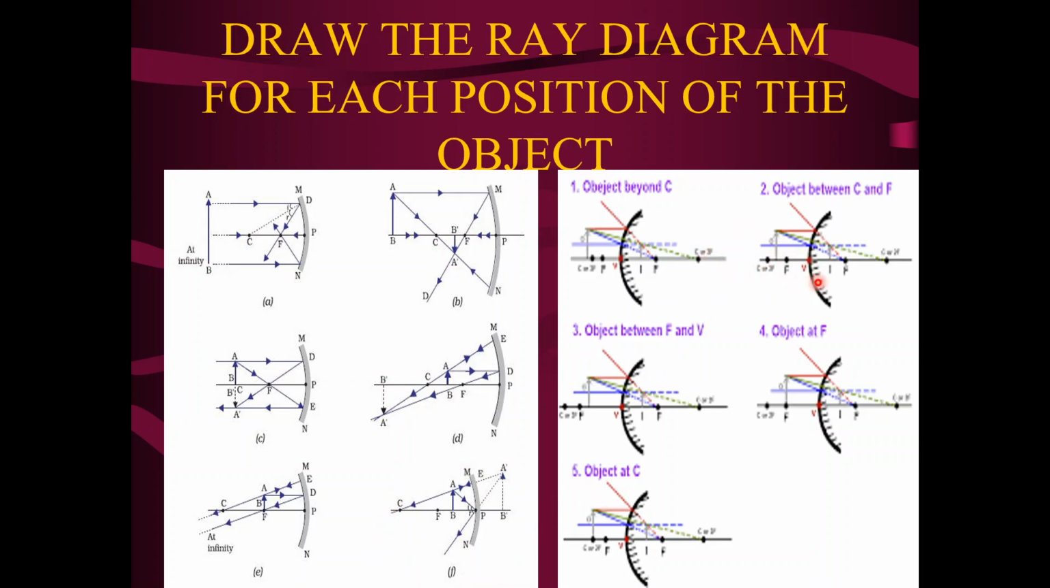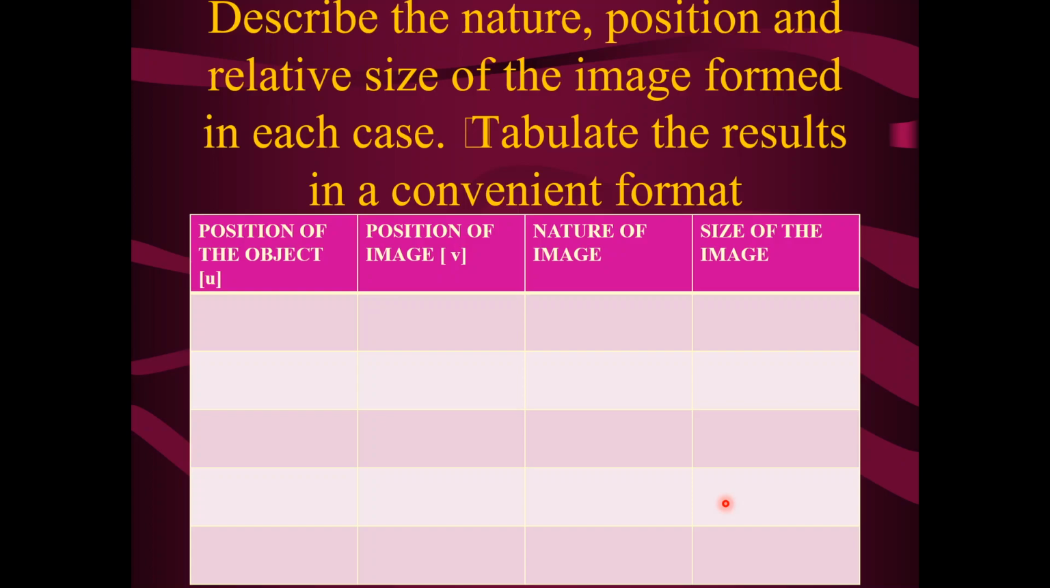In contrast, in case of the convex mirror, it always forms a virtual and erect image, that is behind the mirror. Always it is forming the image behind the mirror at all positions. Object at F, the image is formed here. Object between F and pole, the image is formed here. Object at C, the image is formed behind the mirror. So it always forms an image behind the mirror, which is virtual, erect, and what about the size? It is a small size image that is formed by the convex mirror.